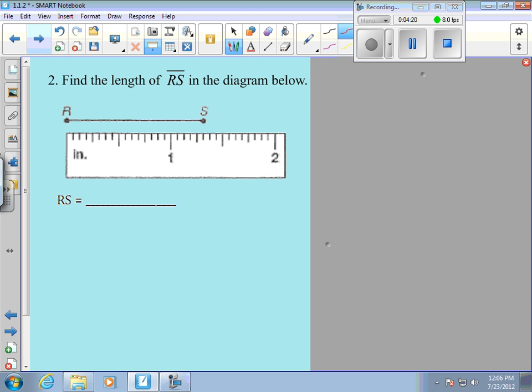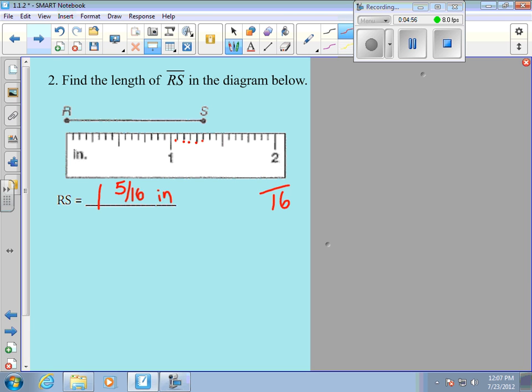Okay, so if we look at number 2, it says find the length of our segment RS in the diagram before. Now if we look here, we're dealing with inches, and so our label is going to be in inches. And if we count between 0 and 1 and our 1 and our 2, we will find that this has 16 hash marks. So again, in this case, I want to count. We have exactly 1. And if we count over, we have 1, 2, 3, 4, 5 over 16 of them.